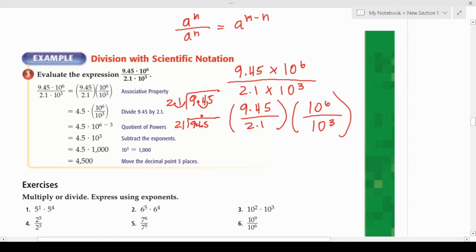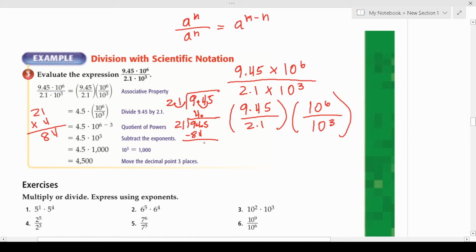20 times 5 would be 100. 20 times 4 would be 80. So I know the most 21 is going to go into 94 is going to be 4 times. So let's do that off to the side to see what it is. 4 times 1 is 4. 4 times 2 is 8. So 21 times 4 is 84. Let's subtract.